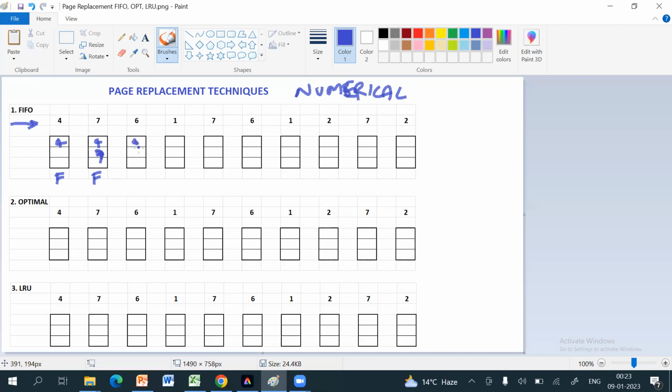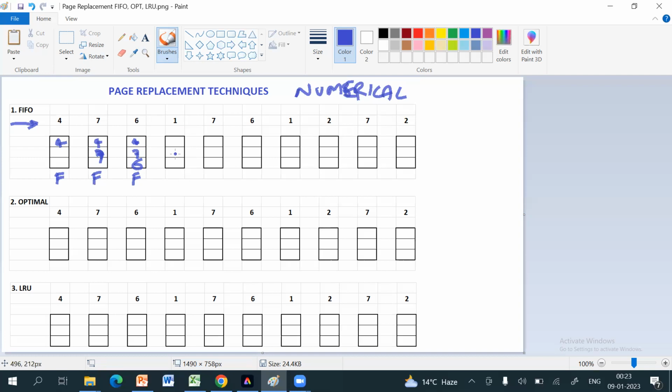4 and 7 are currently there. And then 6 is next in line. 6 is not found, so again there's a page fault here. 6 will be loaded. Now, going forward, because all three frames are full, we'll have to replace one of the pages for a new page which wants to come into the frames, but there is no free frame here basically.